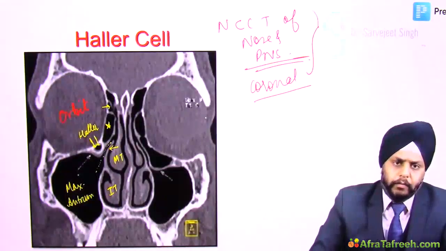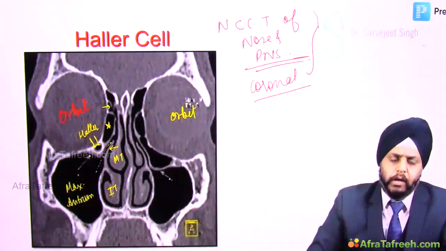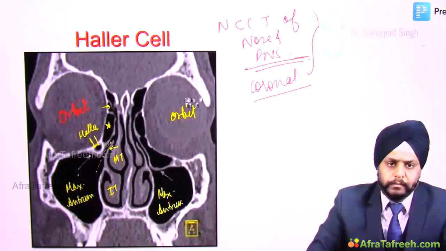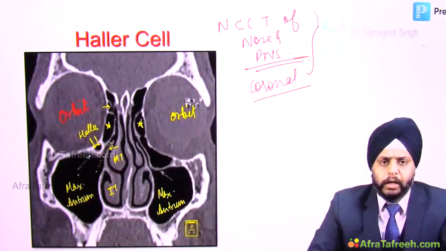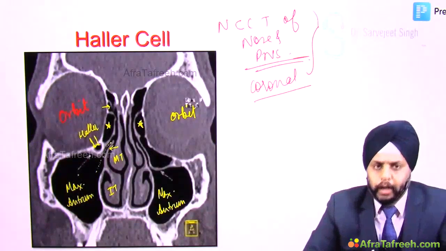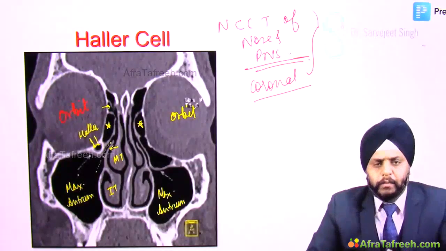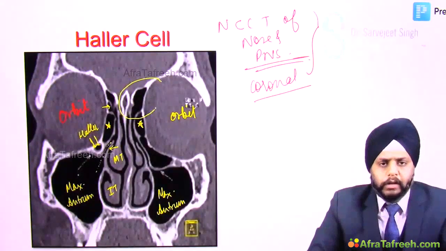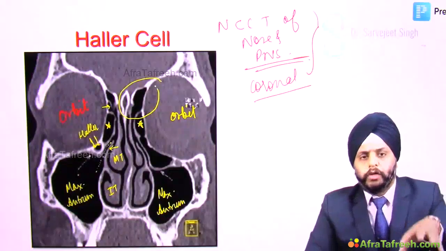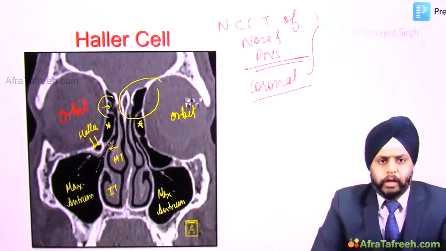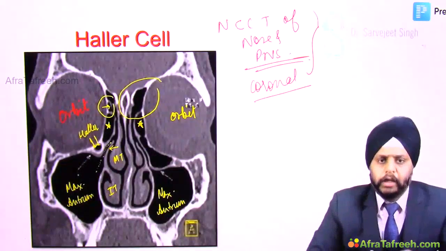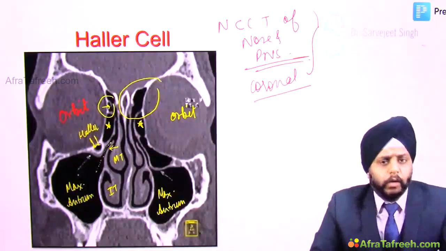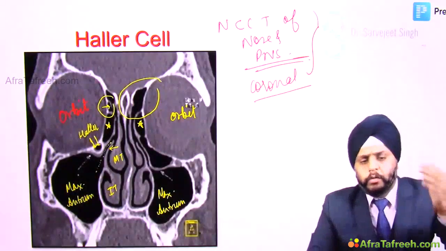Now let's go to the other side. We can see over here this is the orbit, and this is the maxillary antrum. What cell can we see over here? I am putting a star mark, that is your bulla ethmoidalis. Above the bulla there is no suprabullar cell on this side, whereas on the other side it was present. So you see these cells are variable cells; they may not be present. Now let's look below the bulla.